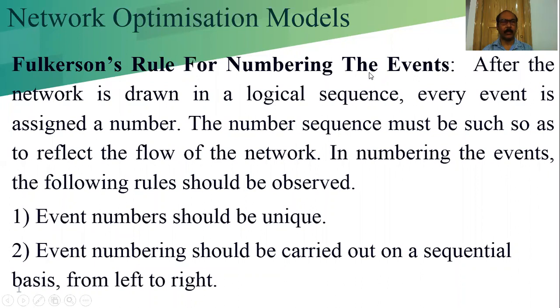Network optimization model. Now we learn how to number the nodes in a network diagram. These rules are known as Fulkerson's rule for numbering the events. After the network is drawn in a logical sequence, every event is assigned a number. The number sequence must reflect the flow of the network. In numbering the events, the following rules should be observed.